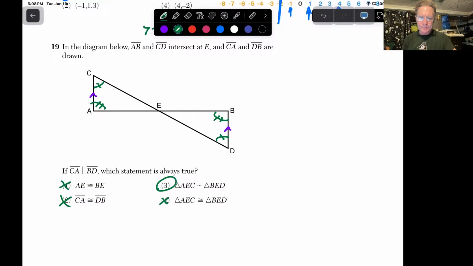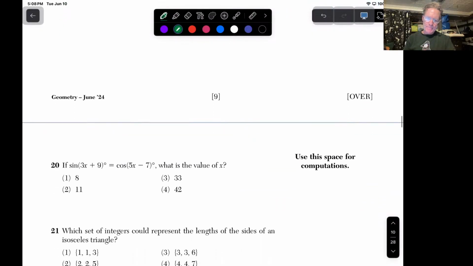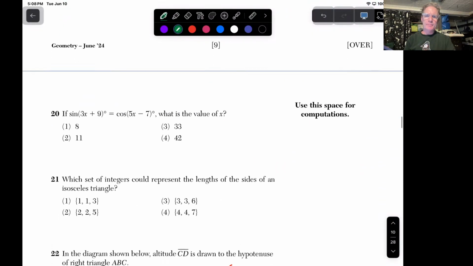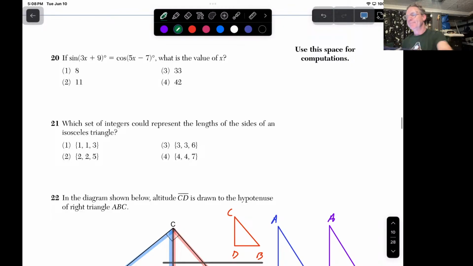Okay. Moving on. Trigonometry. They love these. These are known as co-function questions. They've been coming up a lot more often with algebraic expressions too. So one thing to remember is that sine and cosine are co-functions. So the angles have to be complementary to each other.